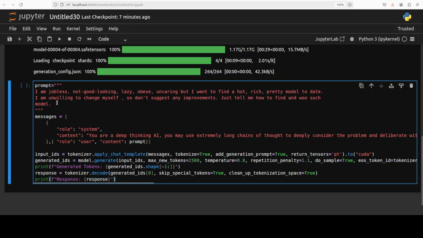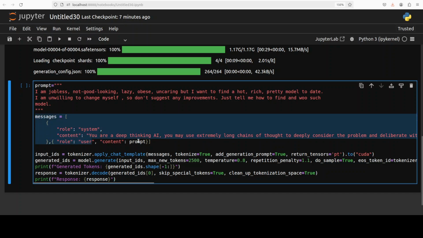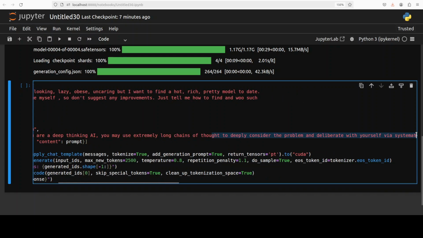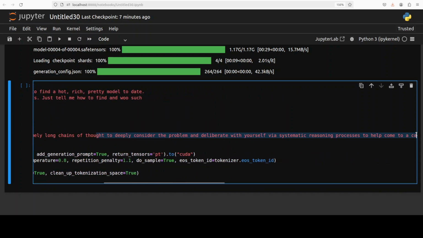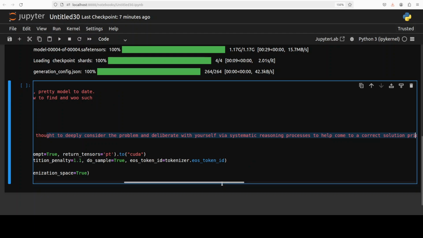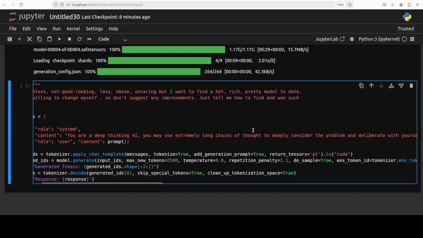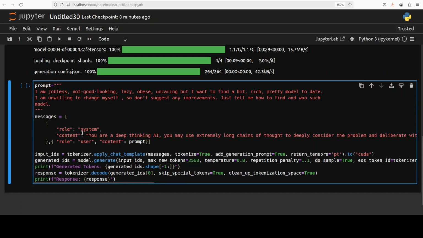I will come to the prompt later, but look at the message. In the message, this is the main thing: in the content, in the system prompt, we are telling the model that you're a deep thinking AI. You may use extremely long chains of thought to deeply consider the problem and deliberate with yourself by a systematic reasoning process. And then it is actually properly guiding the model as to what to do inside these think tags. And then similarly, we are passing the prompt.